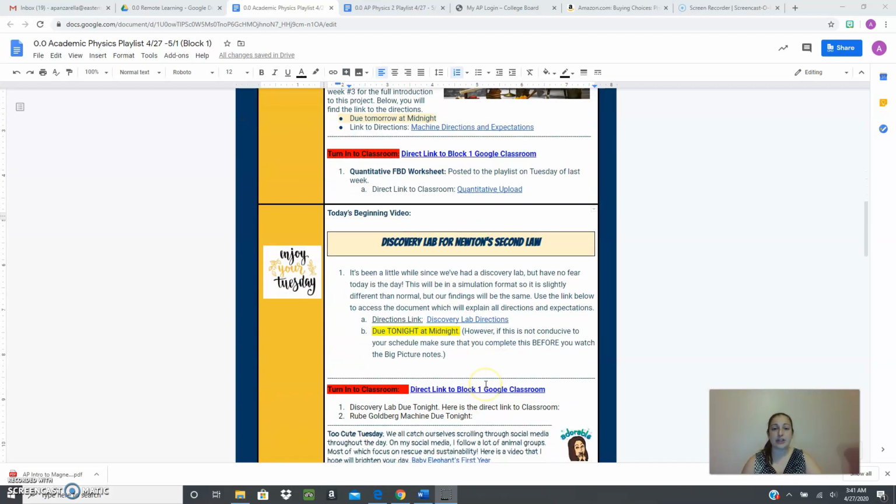However, on Tuesday, you will have a mini discovery lab to work through. It is a simulation, so this is most likely going to be a fairly quick simulation for you to get through, but it does still have the same expectations as always. You're going to have an essential question, run the lab, get your independent, dependent variable data, graph it in Excel, form the model. So all of that can be found here. And I would like you to complete this by midnight tonight.